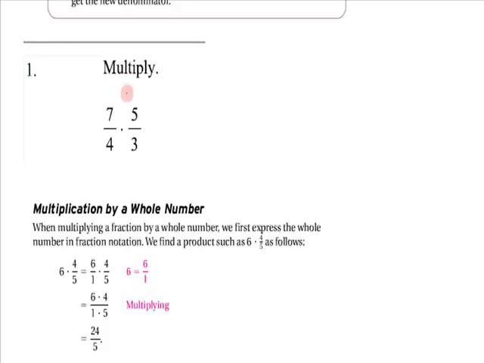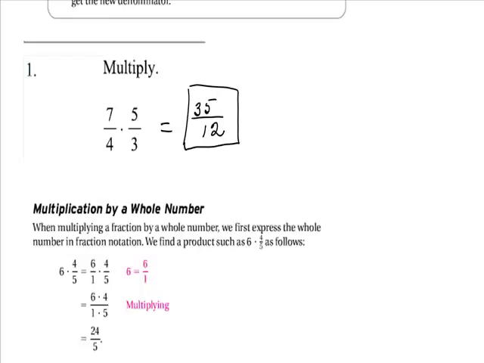It says to multiply. So I'm going to multiply 7 times 5 is 35, and 4 times 3 is 12. Some of you might be looking at that saying, well, that's an improper fraction because the top is bigger than the bottom, but we're going to leave the answer as it is and not worry about mixed numbers in this particular lesson.